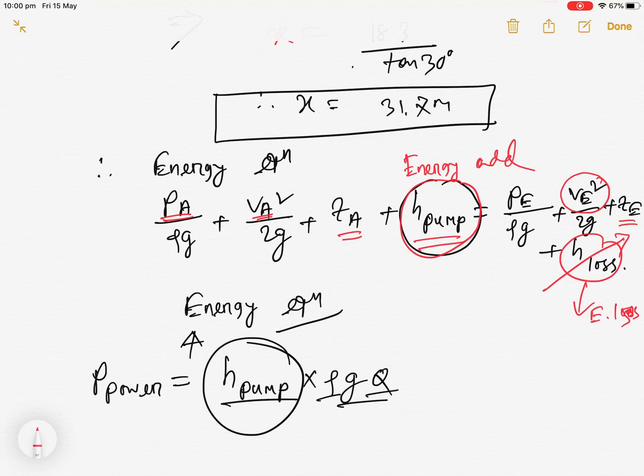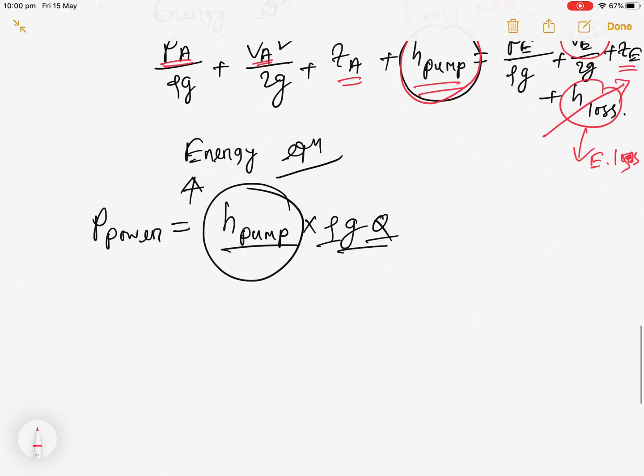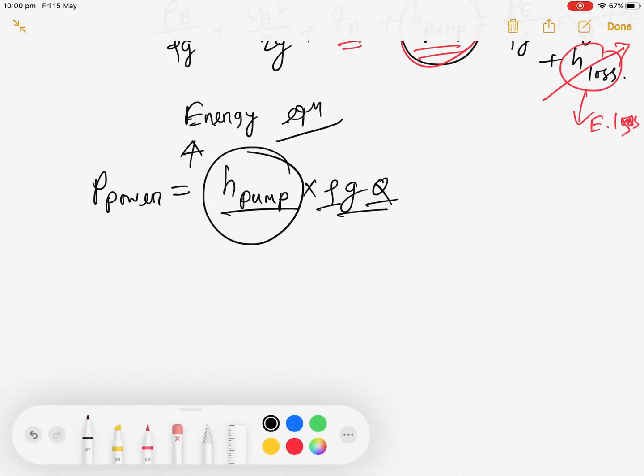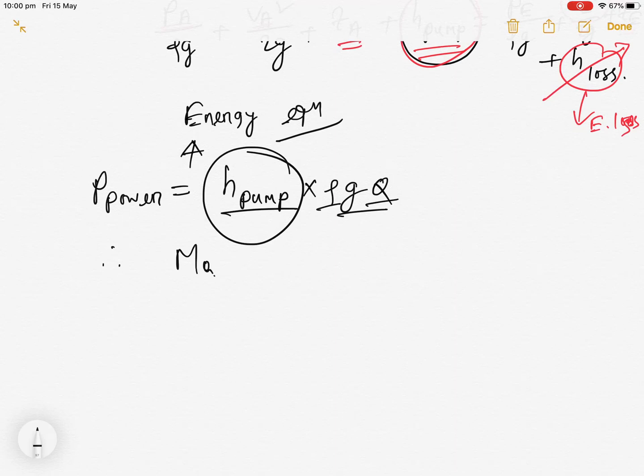We actually don't know the exit velocity at the nozzle outlet. So what we need to do is calculate the velocity at the nozzle section. Here the best thing we can do is use the mass conservation principle. So from the mass conservation principle.